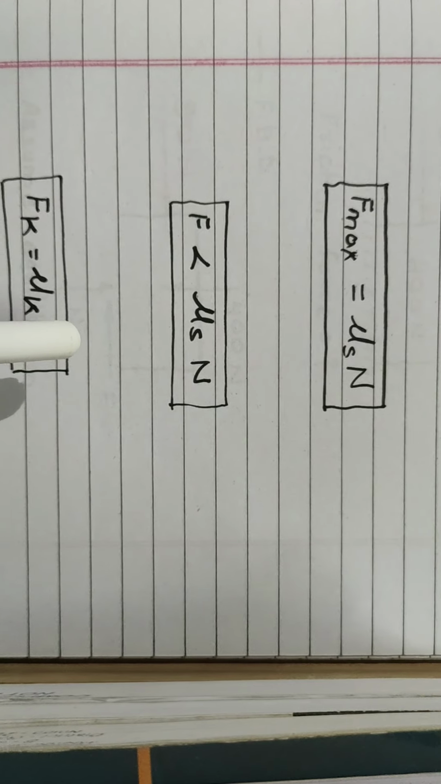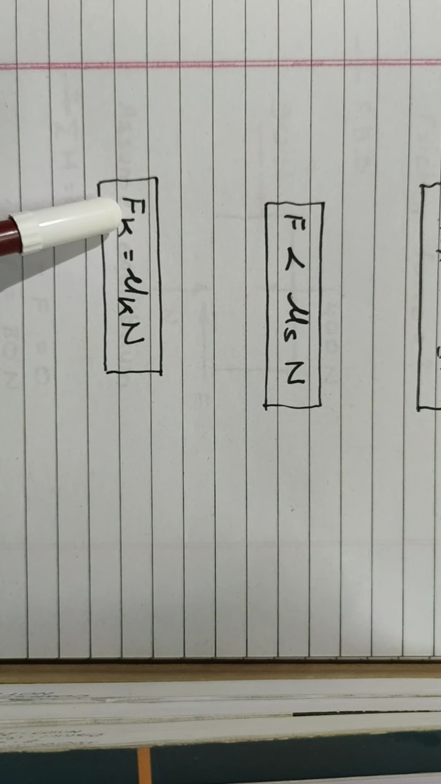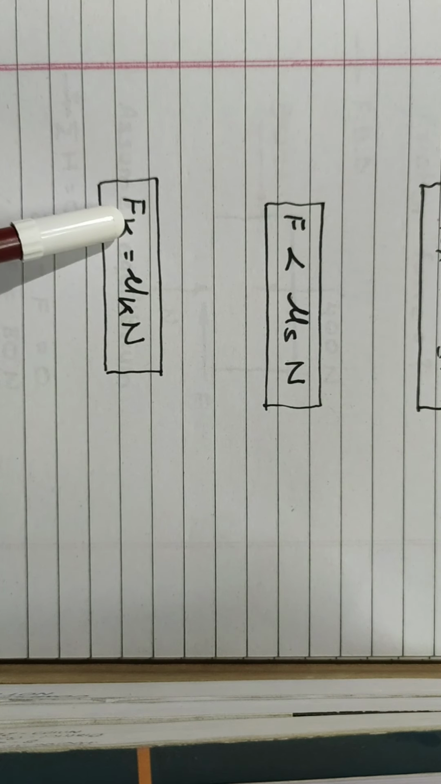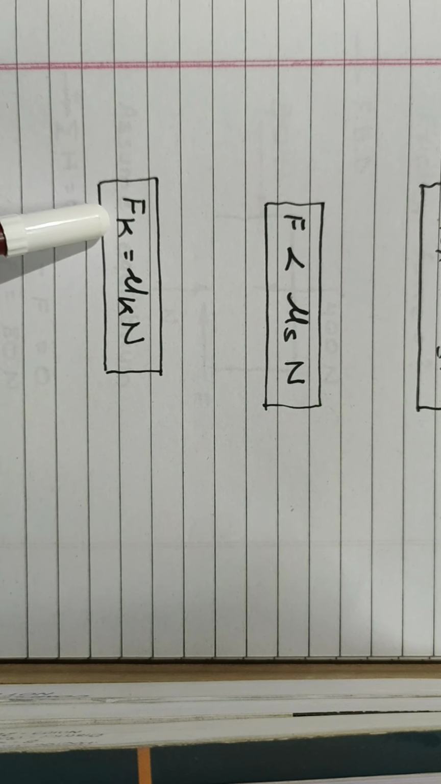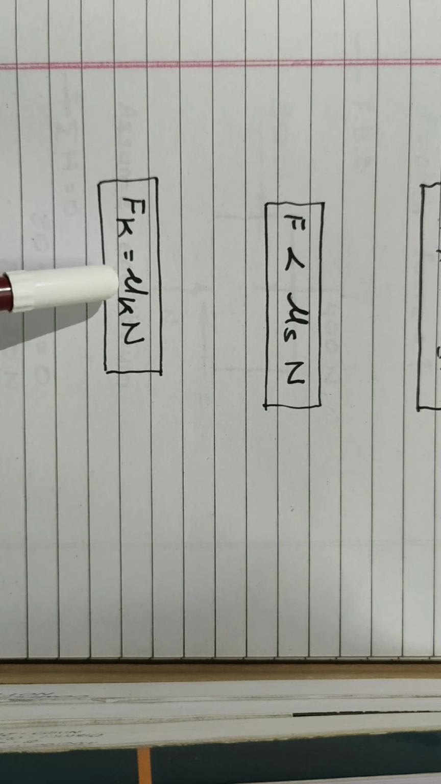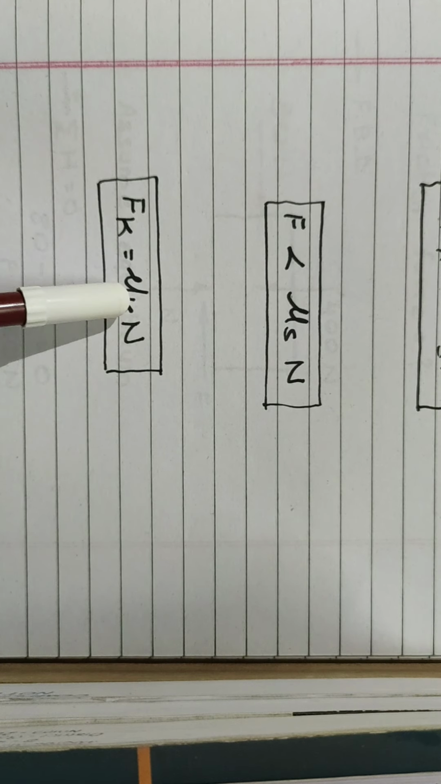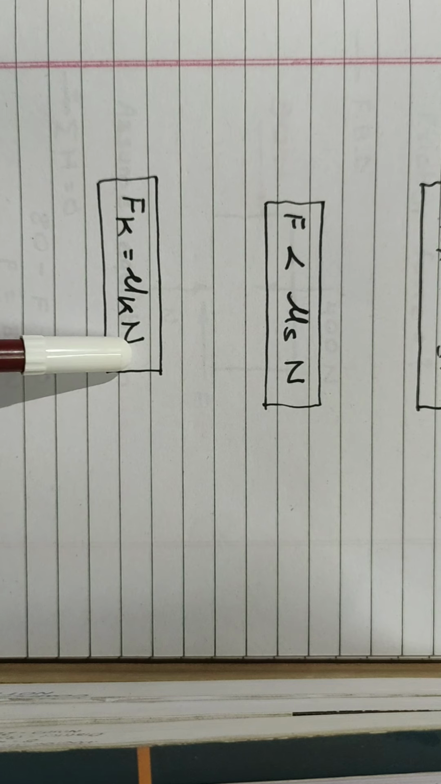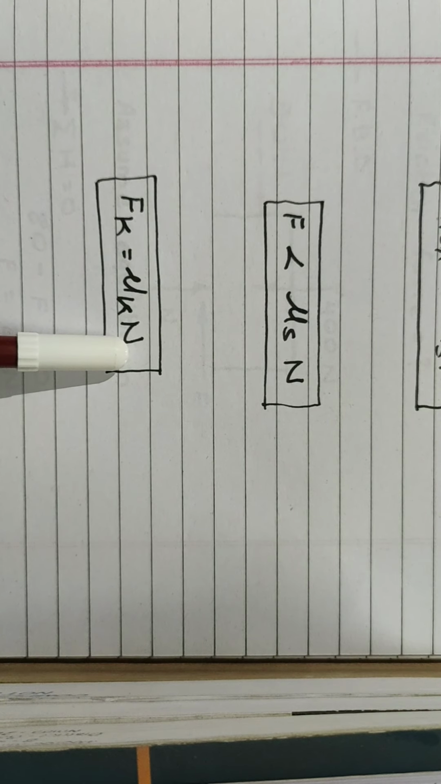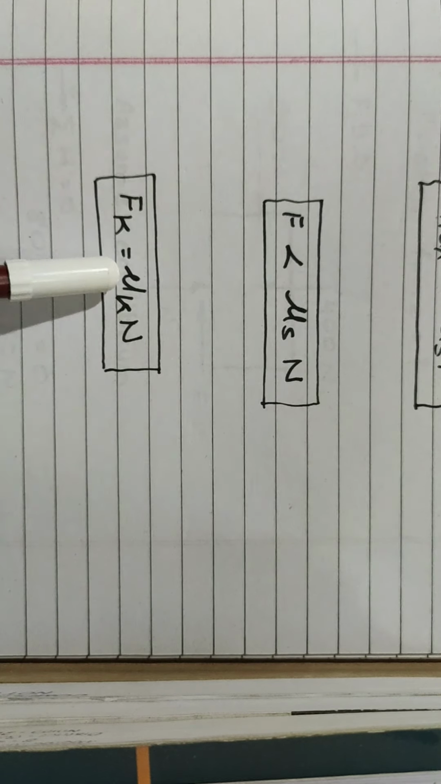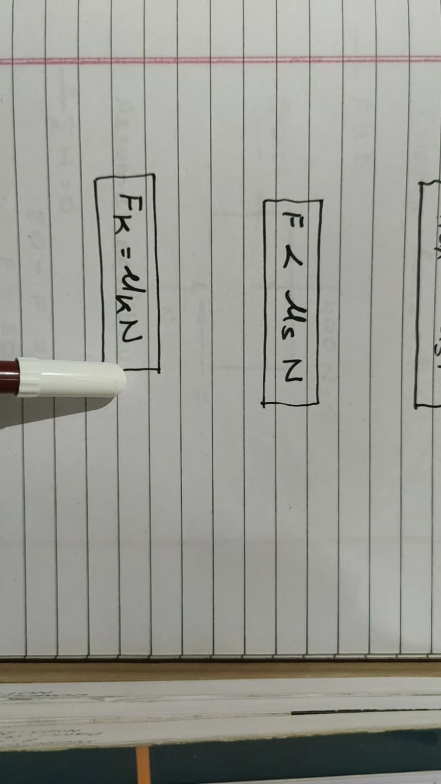Now we also saw this equation, Fk is equal to mu k into N. This Fk is kinetic friction. So when slippage occurs, when any body or object starts moving, kinetic friction comes into the picture, and in that case we use this equation, mu k into N. This value is less than the maximum static friction force.